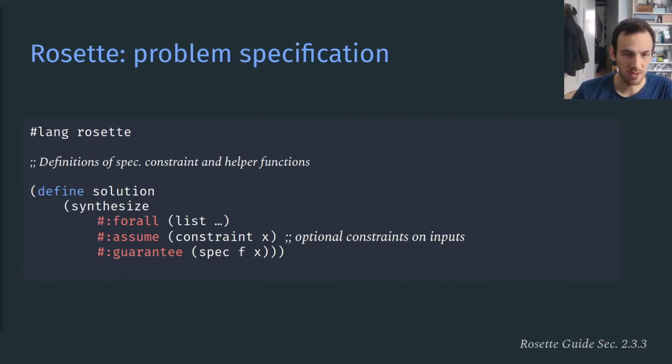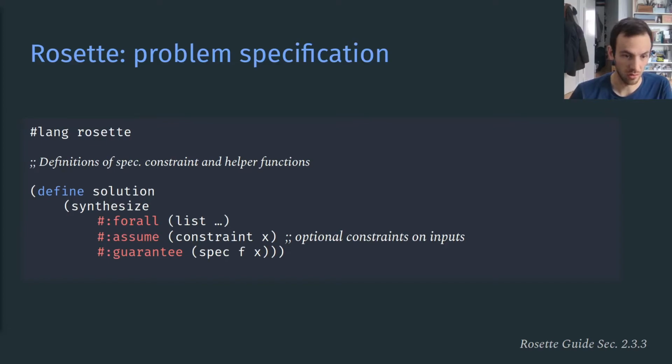So how do we specify a problem in Rosette? How does a file for the program synthesis problem look like? First, you have to start your file with the language declaration. In Racket, it would be #lang Racket, but for Rosette, it's #lang Rosette. Then you can give all the definitions of your specification and constraints and helper functions that constitute your problem. The main part here is the definition of the synthesize construct.